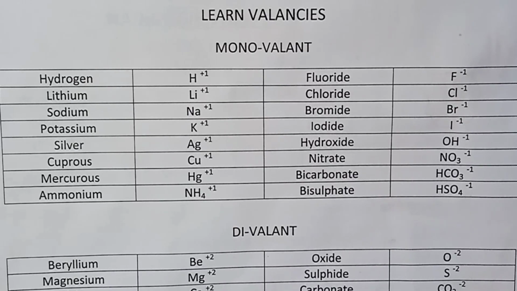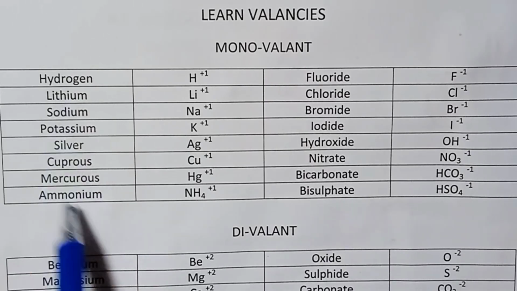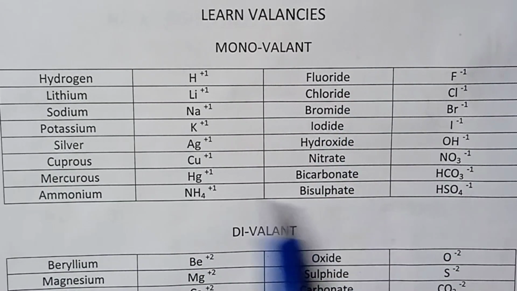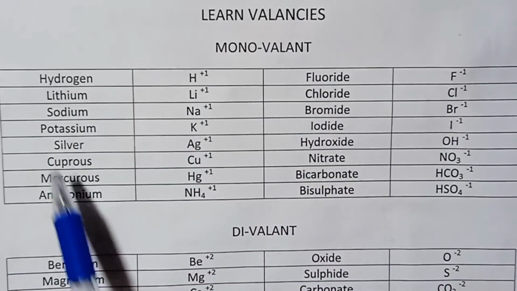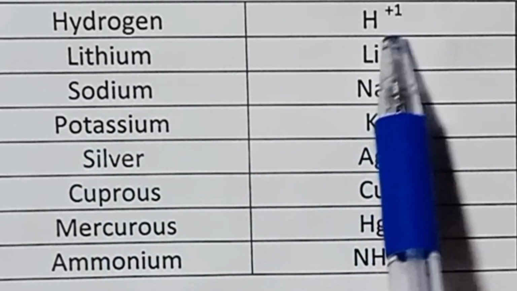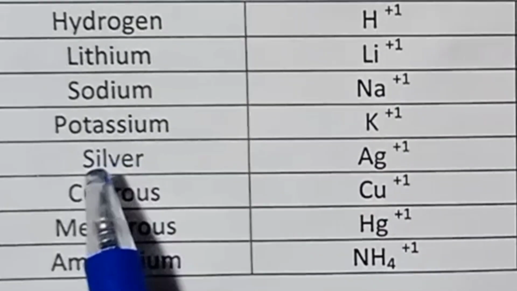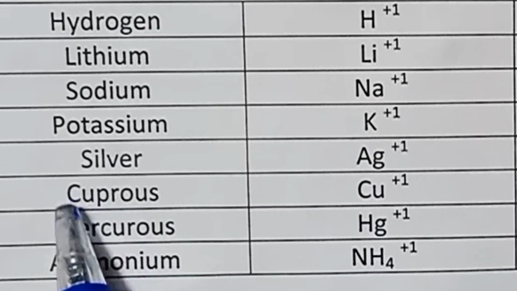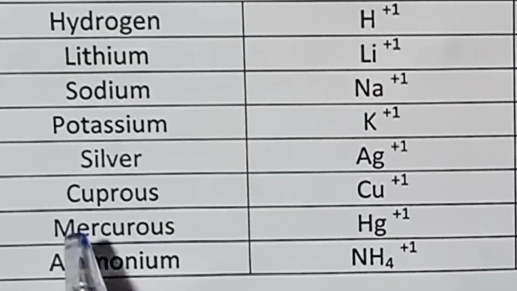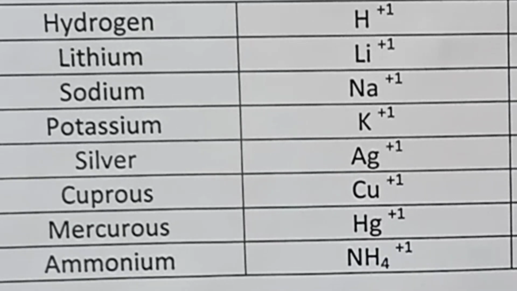First of all, you must learn the monovalent cations and anions, which have been written here. Start with learning cations. Monovalent cations: hydrogen H plus 1, lithium Li plus 1, sodium Na plus 1, potassium K plus 1, silver Ag plus 1, cuprous Cu plus 1, mercurous Hg plus 1, ammonium NH4 plus 1.